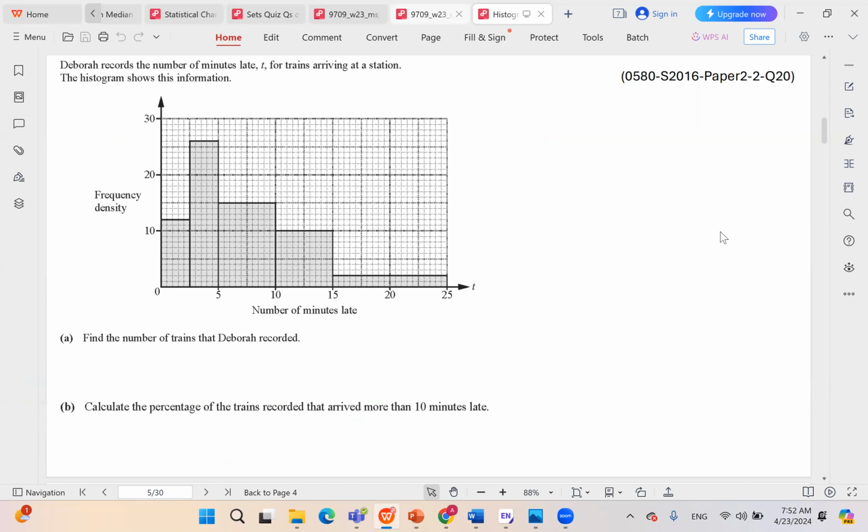So again, we have to use the width, height, area model in order to be able to figure this out. Remember, we have width and height and area. This is the interval. This is the frequency density. And this is the frequency. So this is what each quantity represents. We're going to create a table for width, height, and area.